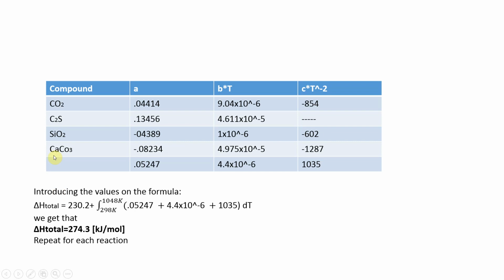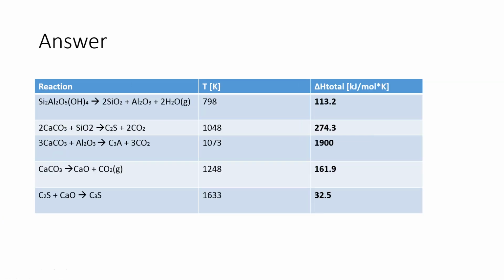Now the temperature for this specific reaction is 1048K, so that's the temperature we're going to be using in the top spot for our T2, and this is the delta H specific for this reaction. And once we get that, this will be our delta H total in kilojoule per mole, 274.3, and we again repeat for each reaction, and we get these answers. This is the respective temperature for each reaction, and this is the total delta H in kilojoule.